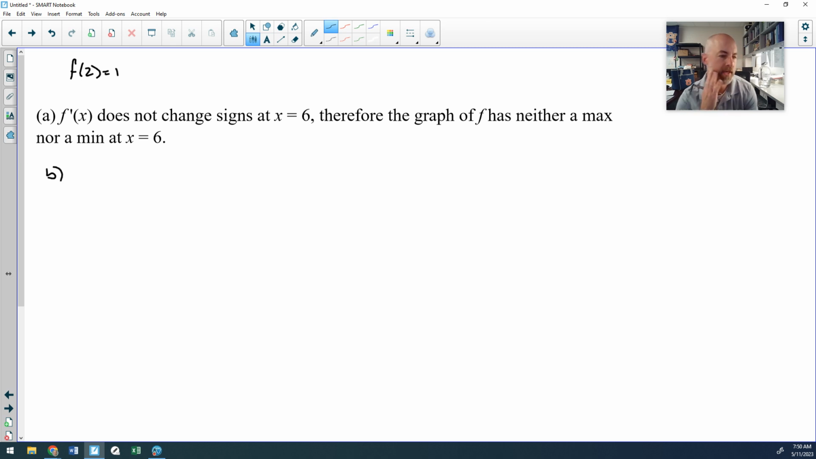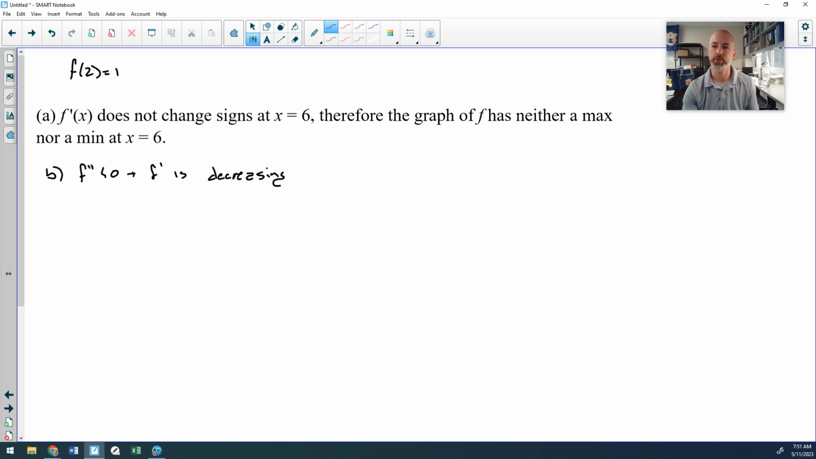Let's move on to B. On what open intervals is the graph of f concave down? Now, when I see concave down, I immediately think my second derivative is negative, which is true. However, you always want to give reasons tied specifically to what they give you. They gave me the graph of f prime, so I would rather think of concavity as it relates to f prime. If f double prime is negative, that means f prime is decreasing. So there's my game plan.